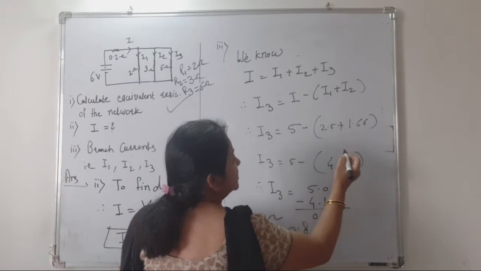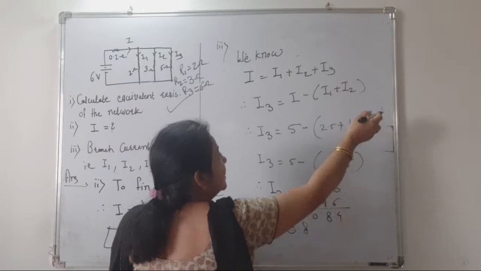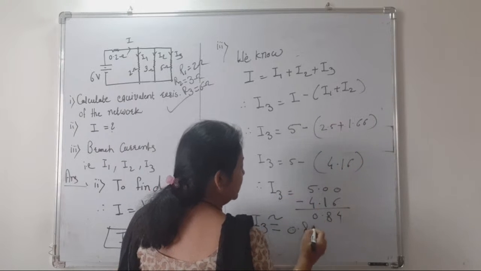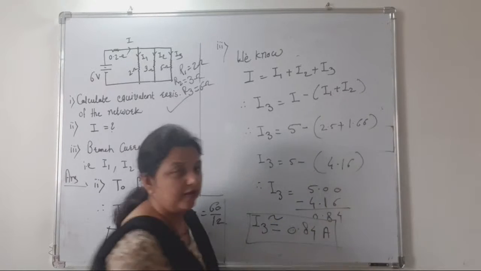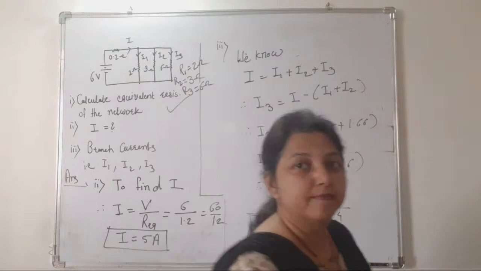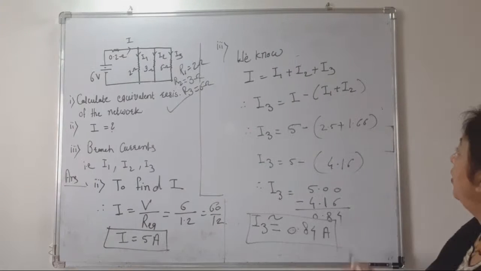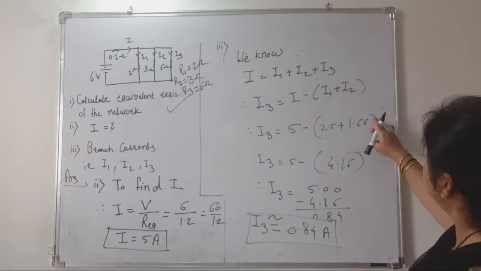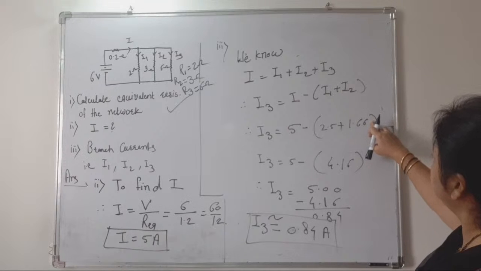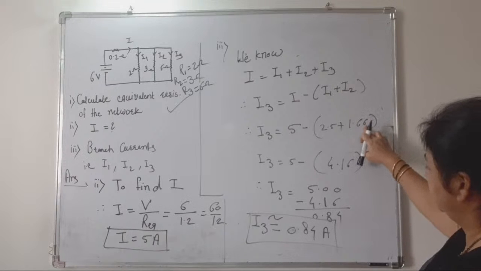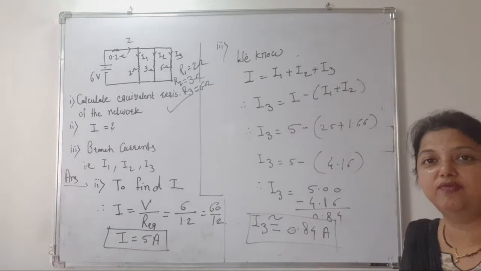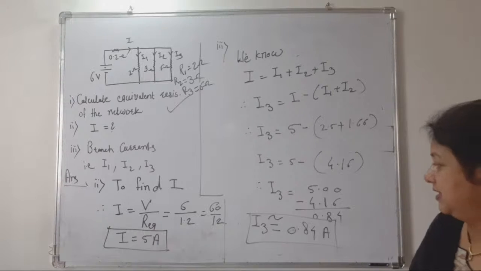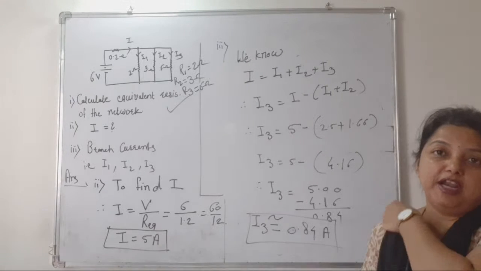If we consider 6, 6, again 6, then we get near about 3. Or to consider 1.66, if you remove the last 6, then it becomes 7. So when it becomes 7, you get near about 0.84. Approximate answer that I3 is equal to 0.84.